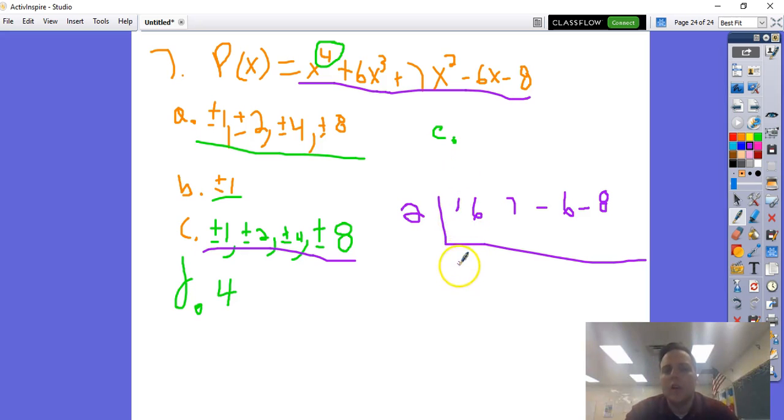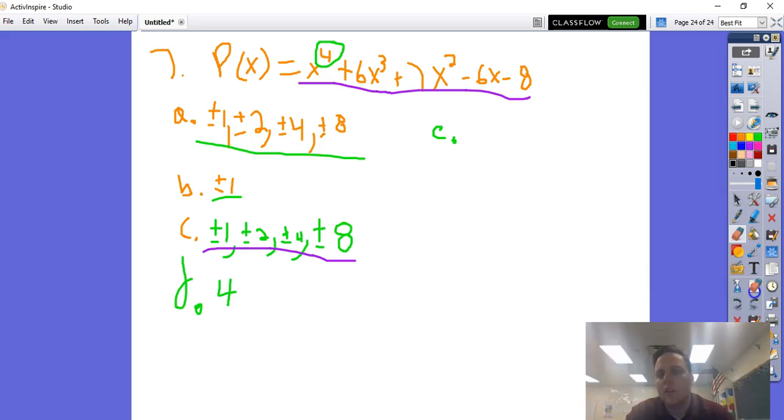So I carry down my 1. 2 times 1 is 2. 6 plus 2 is 8. 2 times 8 is 16. That's going to be 23, and 2 times 23 is 46. I can already see I'm not going to get a 0 here, but I'll finish it out in case anyone doesn't see that. It ends up being nonzero, so that doesn't work. No success, so we give up on that one.